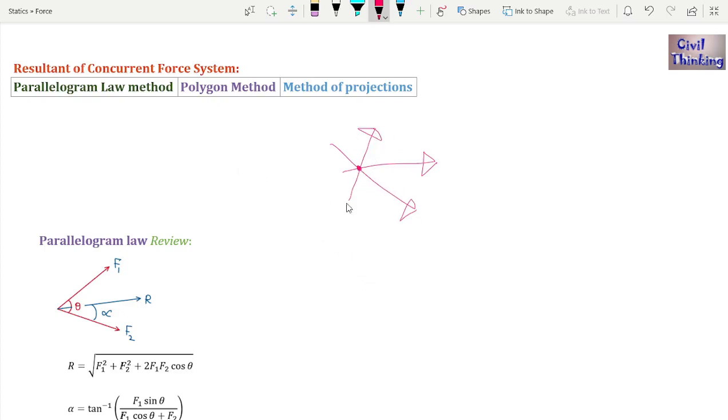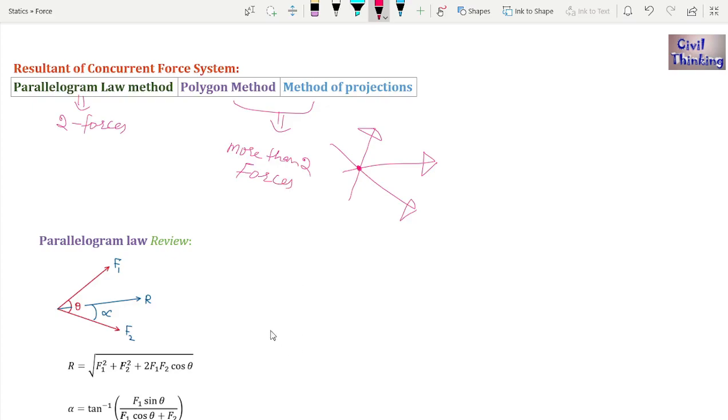Now we have multiple methods: parallelogram law method, polygon method, and method of projections. The parallelogram law method is used when there are only two forces in the force system, okay? Two forces, then we use the parallelogram law method, and the other two are used when we have more than two forces.